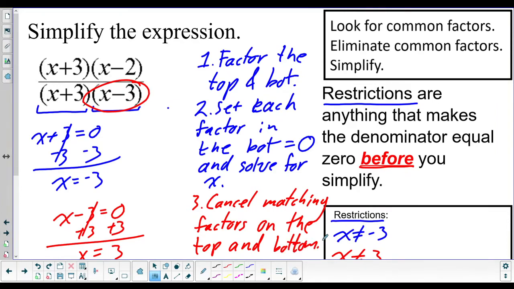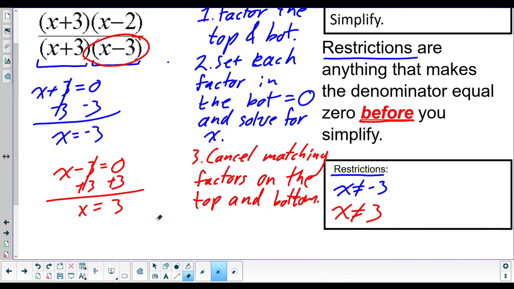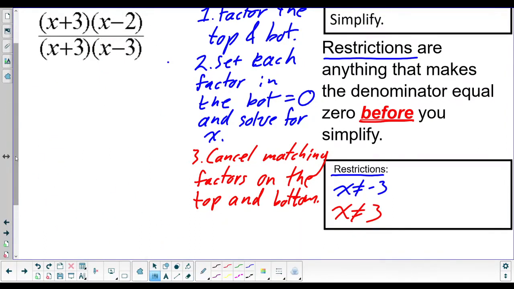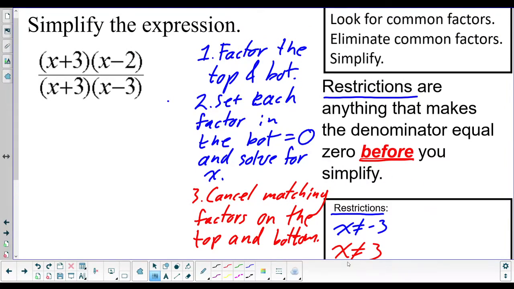Okay. This is how we actually simplify. So let me erase this work. We already have our restrictions written down. This part is super easy. The hard part's finding the restrictions. So if we look, we have an x plus 3 in the top and an x plus 3 in the bottom. This x plus 3 on top and the x plus 3 on the bottom cancel each other out. This goes away and this goes away.